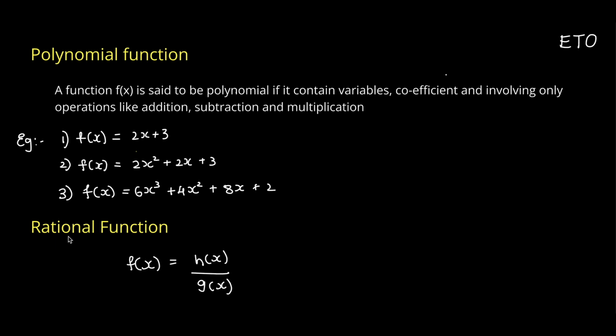The last function is the rational function. A function is said to be rational if it contains h of x and g of x, where h of x and g of x are polynomial functions and g of x is not equal to 0 or any constant value. Such a type of function is called a rational function.